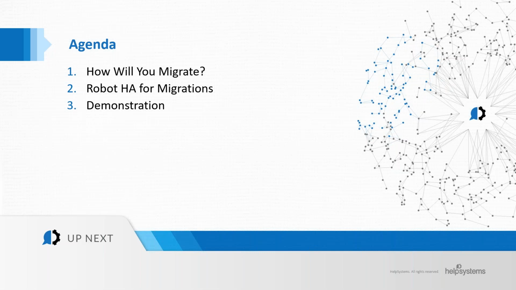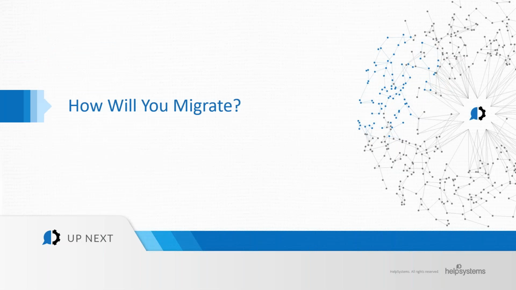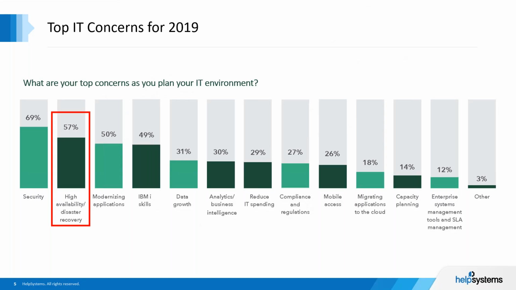Our agenda is pretty short. How will you migrate? Robot HA for migrations, and a live demonstration. Let's get started with the first topic on how will you migrate. And as we do that, we also want to talk a little bit about what we're seeing in the marketplace in regards to high availability.